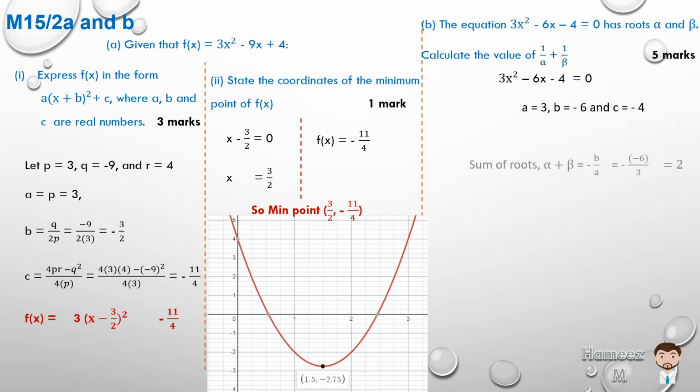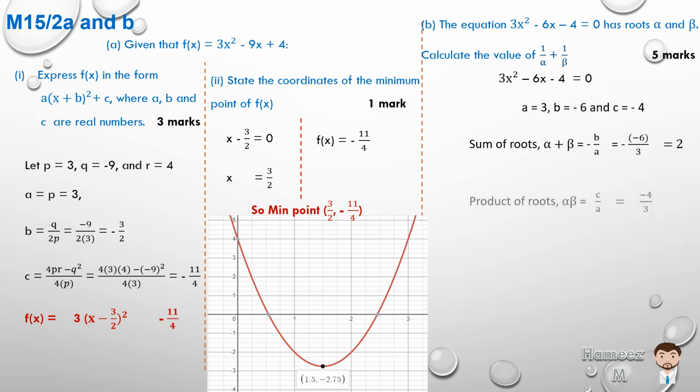So if you want to find the sum of the roots, which is alpha plus beta, that is equal to minus b over a. And if we substitute, we're going to get minus 6 on 3, which works out to be 3 into 6, 2. The product of the roots alpha beta is equal to c over a, which is minus 4 over 3.